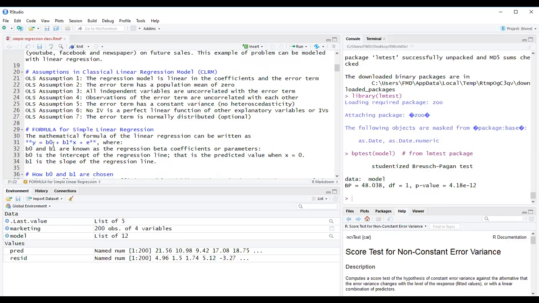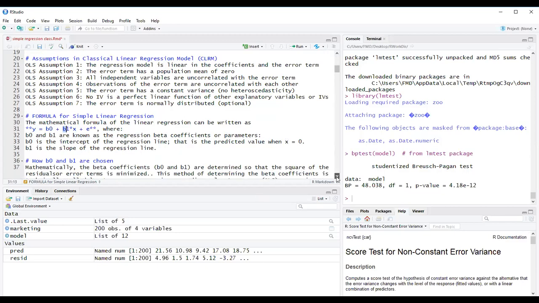Notice that this is the equation of a line, where b sub 0 is your intercept, which is the predicted value of y when your x is 0. Because when x is 0, this term cancels out, so your y is equal to b sub 0. That's your intercept. On the other hand, b1 is the slope of the regression line.